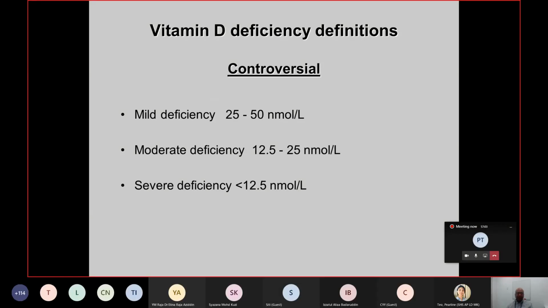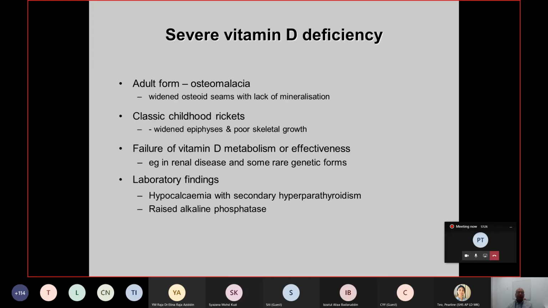Vitamin D deficiency, the definitions are controversial, depends which cutoffs your country uses. In Australia, we use 50 as the normal, though we say at the end of summer it should be more than 50, so that in winter it can still be 50 nanomoles per liter. Again, not the units, it's nanomoles per liter, the SI units. So severe vitamin D deficiency causes osteomalacia in adults and rickets in children.